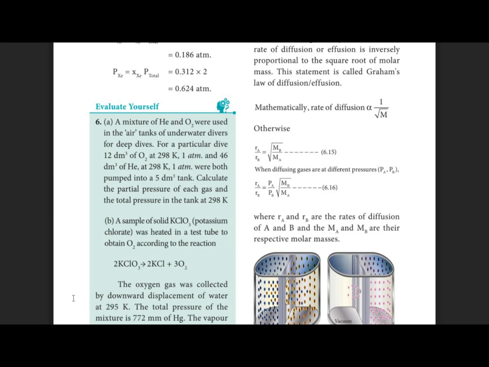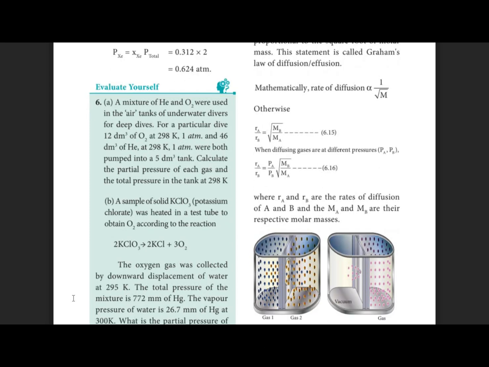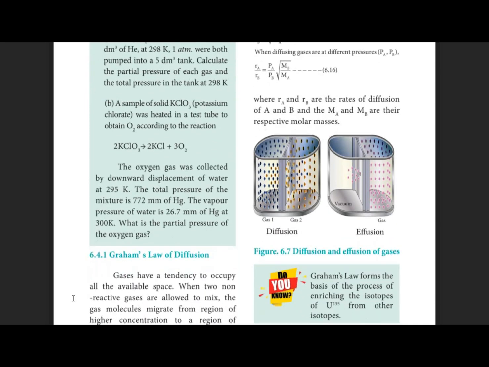When diffusing gases are at different pressures, like Pa and Pb, then Ra by Rb is equal to Pa by Pb into root of Mb by Ma. Here Ra and Rb are the rates of diffusion of A and B, and Ma and Mb are their respective molar masses.